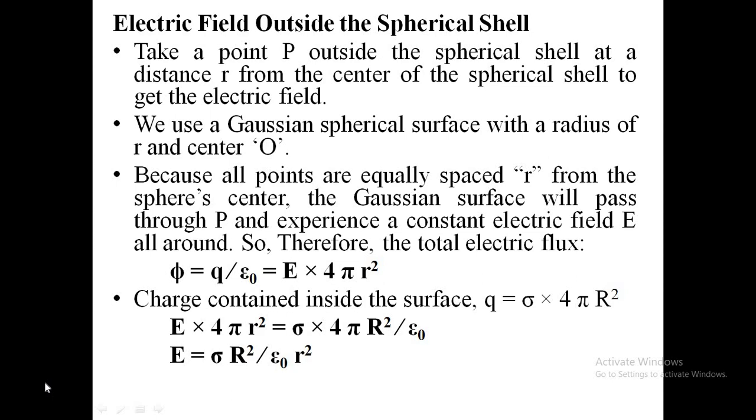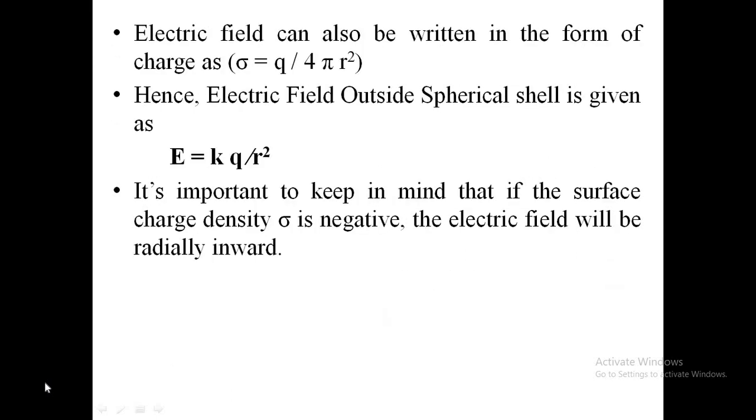Therefore, the total electric flux phi is given as Q by epsilon naught, which is equal to E into 4 pi r square. Charge contained inside the surface Q is equal to sigma into 4 pi r square, and substituting we get E into 4 pi r square is equal to sigma into 4 pi r square by epsilon naught, and we can write the electric field as sigma r square divided by epsilon naught r square.